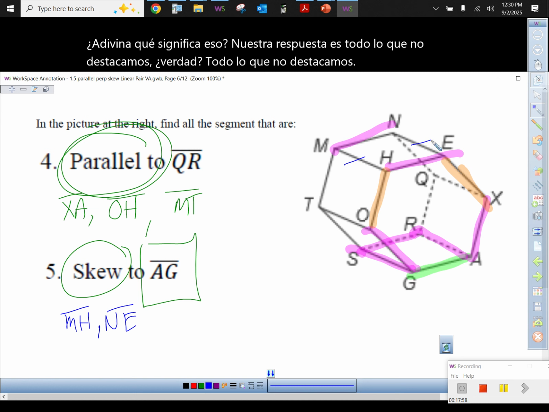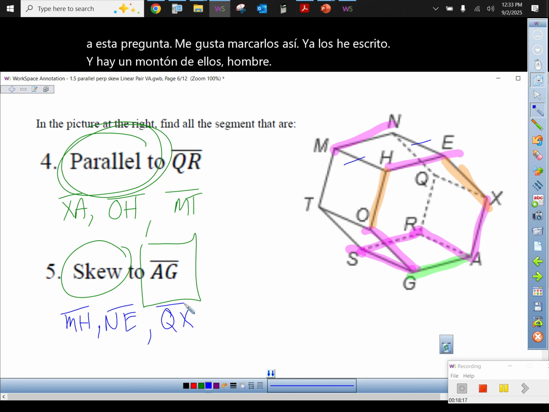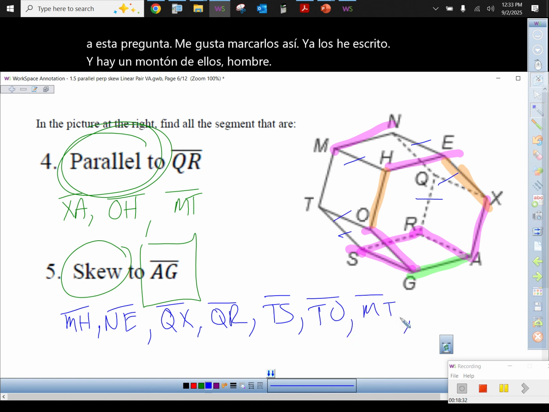And there's a bunch of them, man. So segment QX, come on, man. Boom, used him. Segment QR. No particular order I'm going in. I'm just finding all of them that I didn't highlight and writing them down. TO. Segment MT. Segment NQ. I think I got them all. I may have missed some.